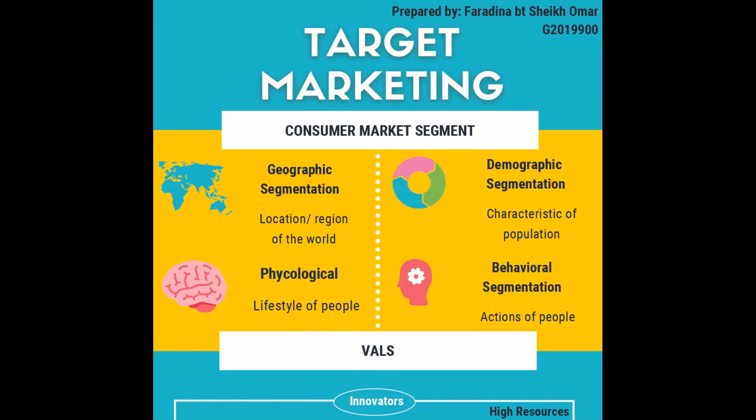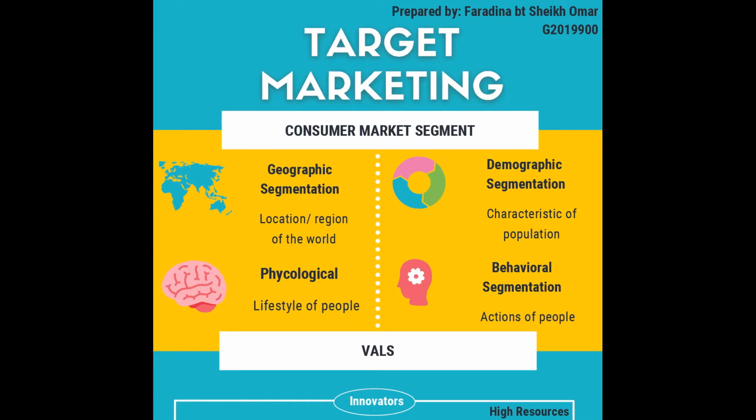So for age group, older people have more concern regarding health compared to younger people. Another example is gender, female and male. Females are more particular in buying and purchasing items, and they spend more time shopping. So these are the different characteristics under demographic.